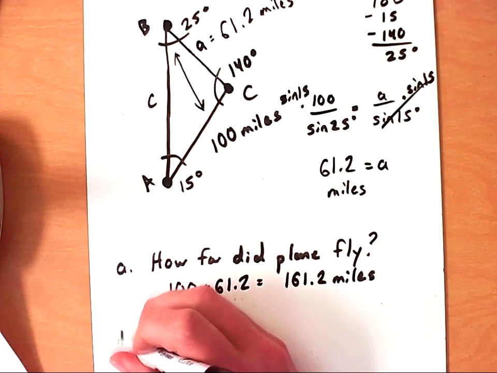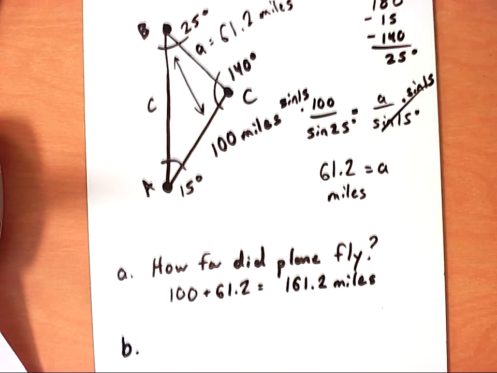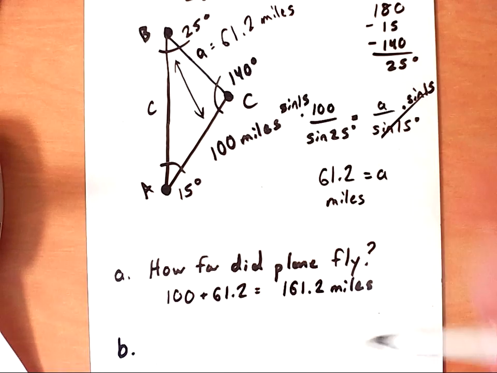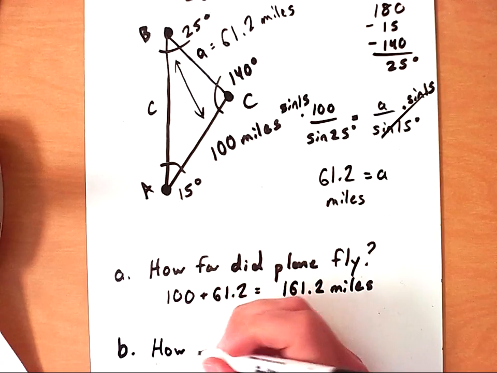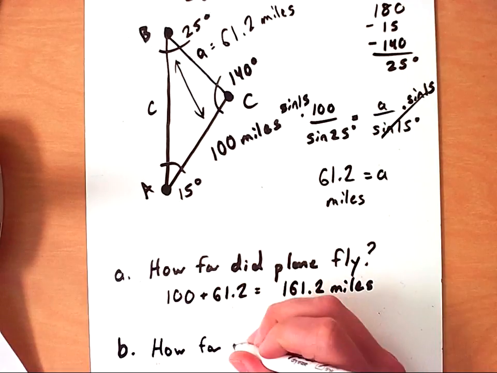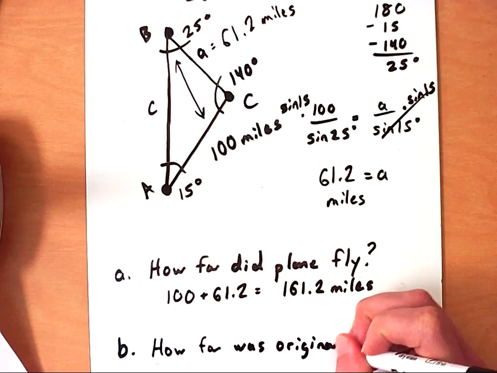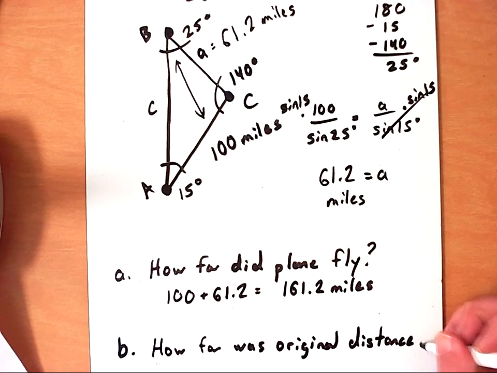So, what if we wanted to find out how far our plane would have originally flown had we not had to divert around the storm? So we want to find the original distance we would have flown from A to B. So we can solve this problem. How far was the original distance?